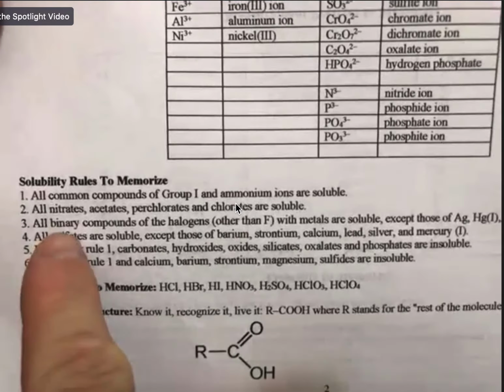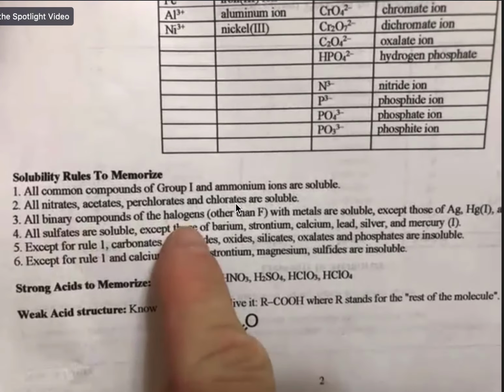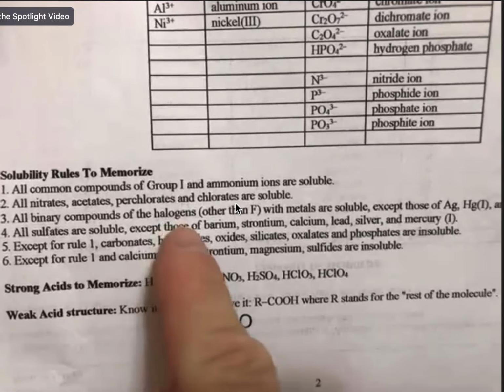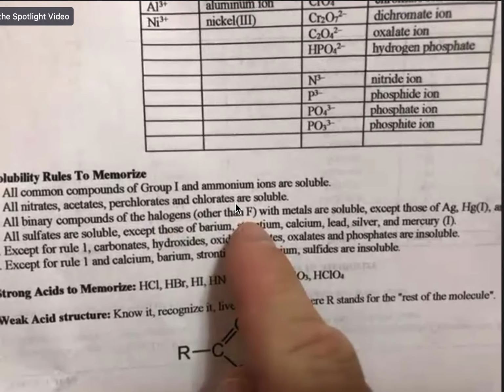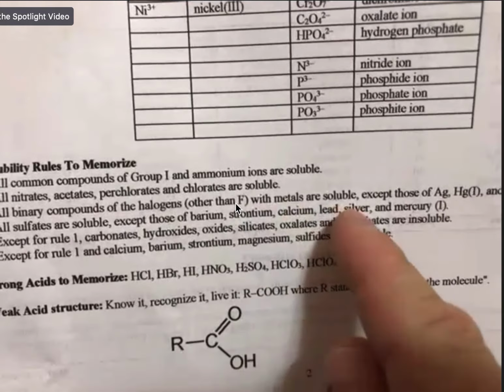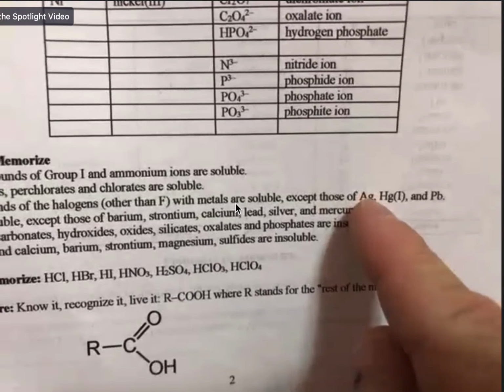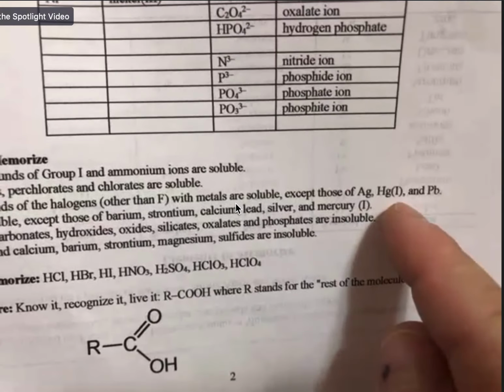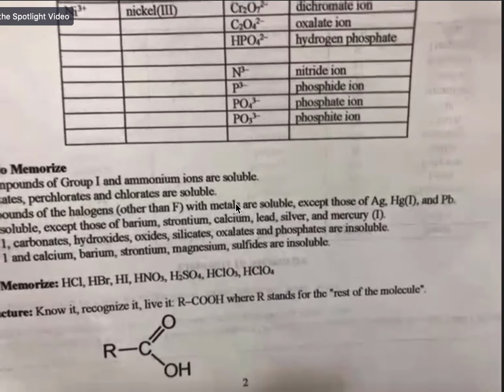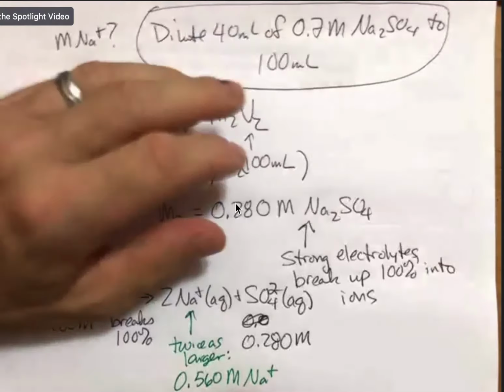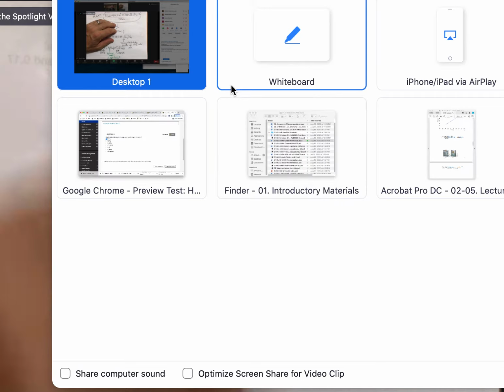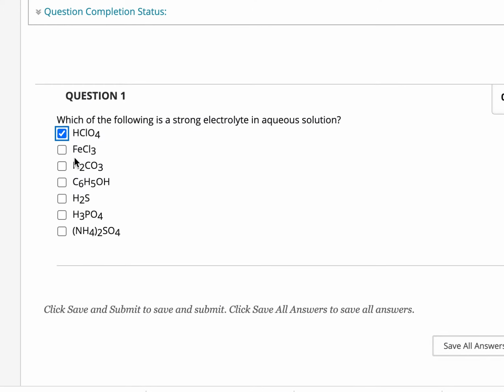It says all binary compounds of the halogens, and chlorine is a halogen, other than fluorine, with metals are soluble except for silver, mercury(I), and lead. Since this is an iron compound, that means the chloride, the halogen compound, is soluble, and it is a strong electrolyte. It will break down 100% into ions.